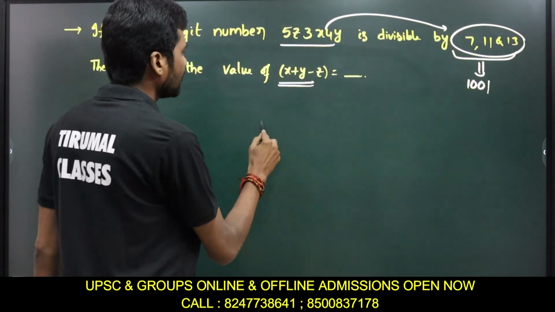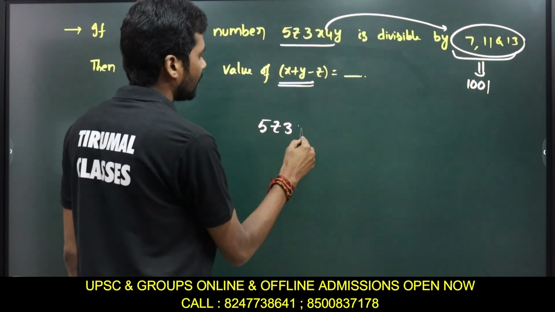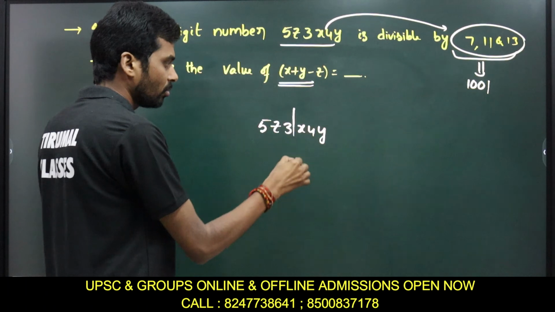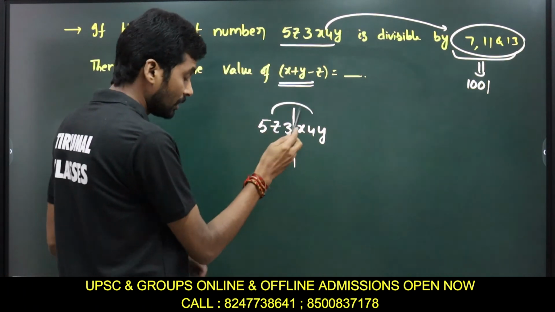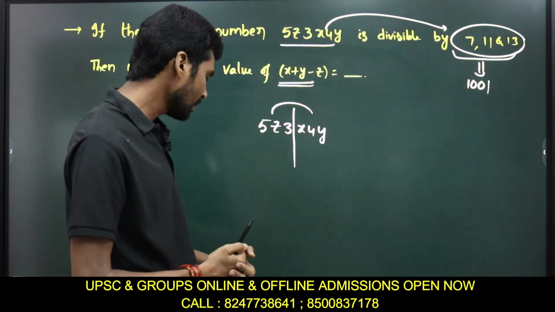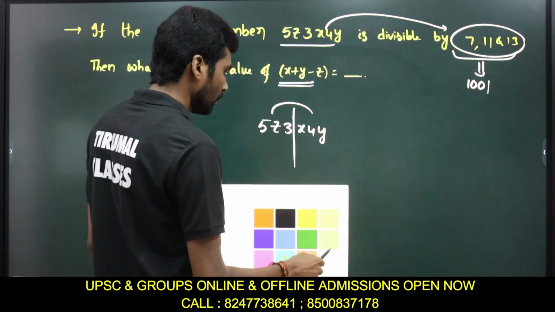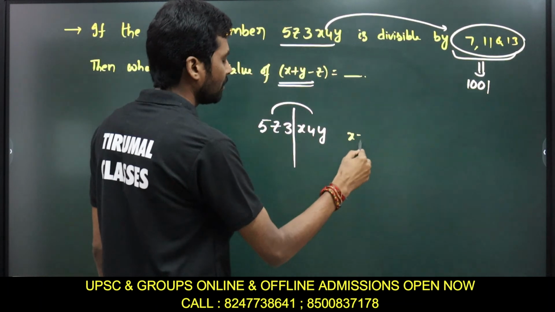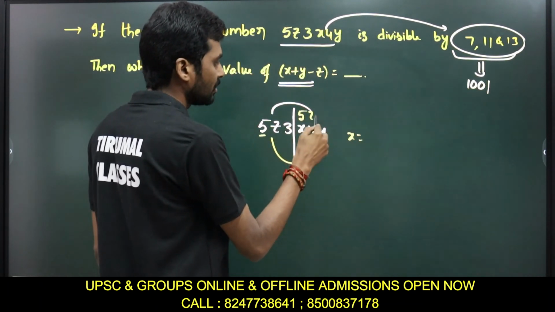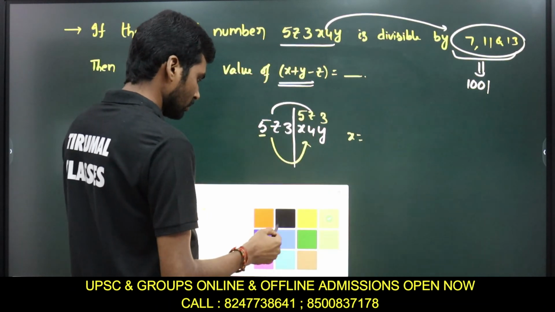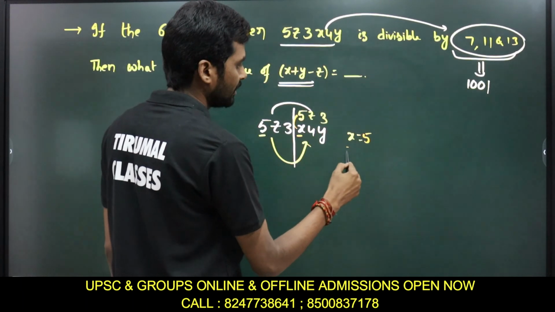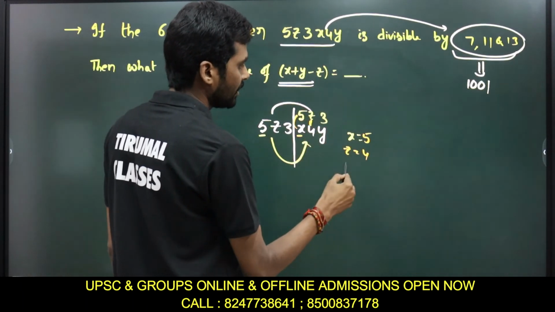Okay, now what is the number I have? 5z3x4y. It is a 6-digit number, so you can break it into 2 numbers. Both the numbers are the same, so the left side part and the right side part are both the same. Here, the x value must be what? Because all the numbers are the same, the same 5z3 I have here. So we can write that x is equal to 5. Z is equal to what? 4. Y is equal to what? 3.